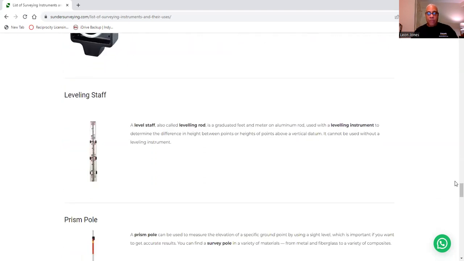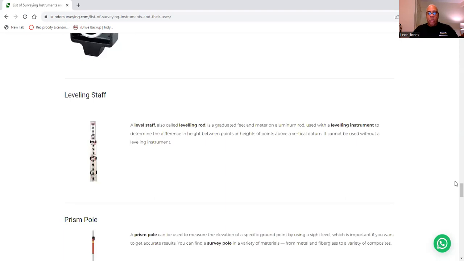And you get the leveling staff, or we call it a leveling rod. There are rods out there, or your California, your Frisco rod. Basically, your leveling rod is graduated in feet and meters on an aluminum rod, used with a leveling instrument to determine the distance and height between points or heights of points above the vertical datum. It cannot be used without a leveling instrument. Yes, there are different rods out there, like the Frisco rod. They're all graduated and they all have numbers. But with the Frisco and the other rods, you don't need a leveling instrument. With this rod, you need a leveling staff or a leveling instrument.